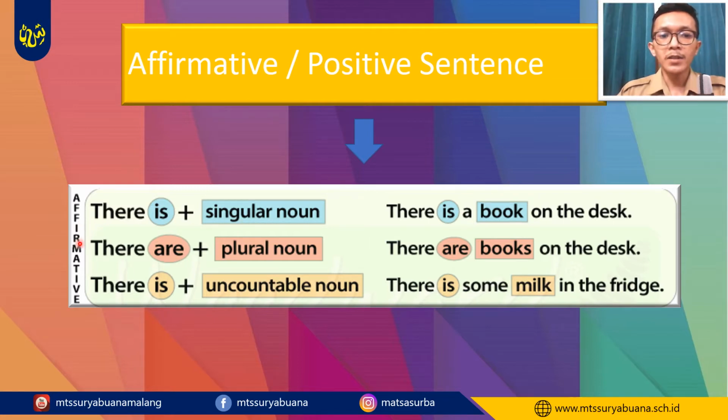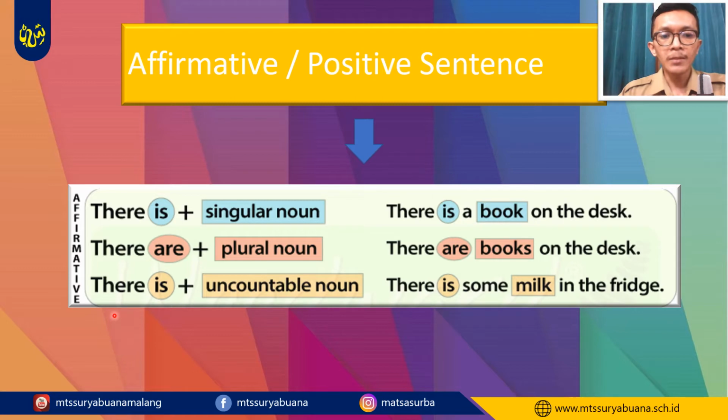And then if you want to use are, the formula of the sentence is there are plus plural noun. The example is there are books on the desk. There are books on the desk. The plural noun here is books, with s, because there is more than one book.